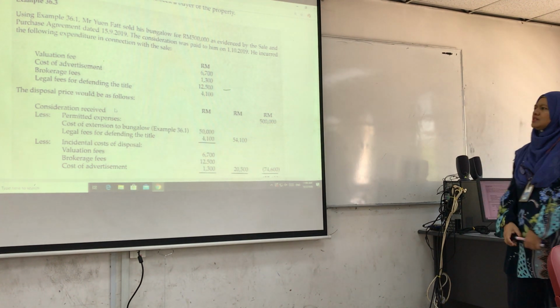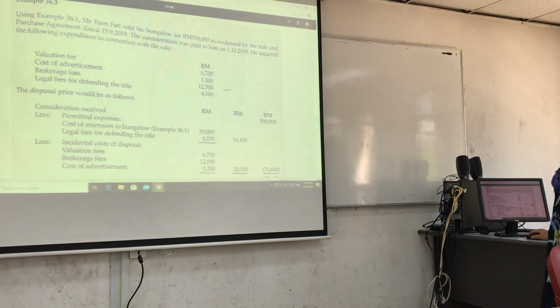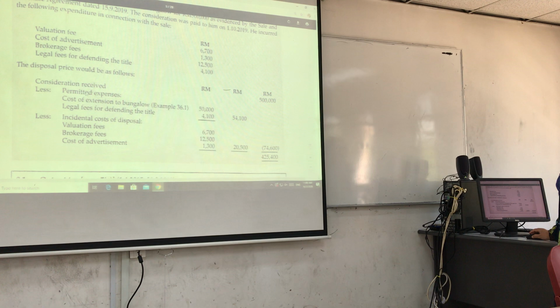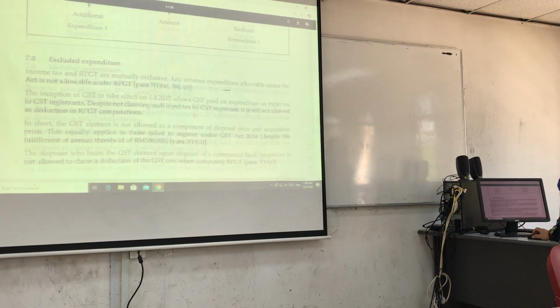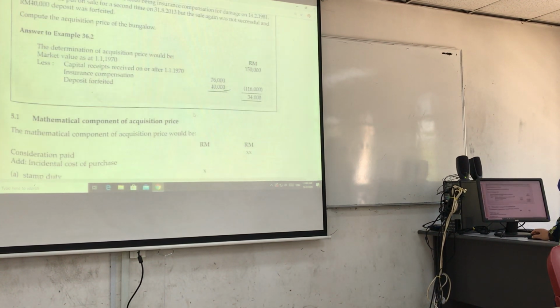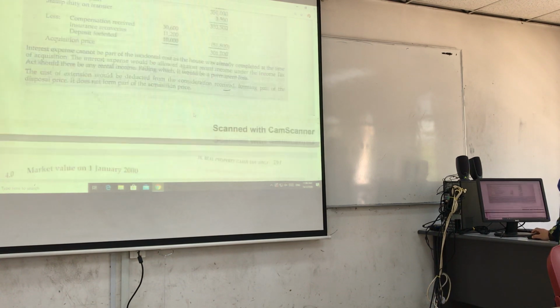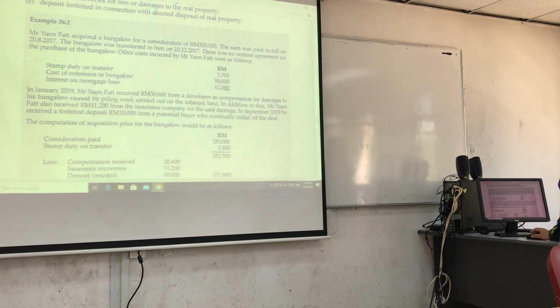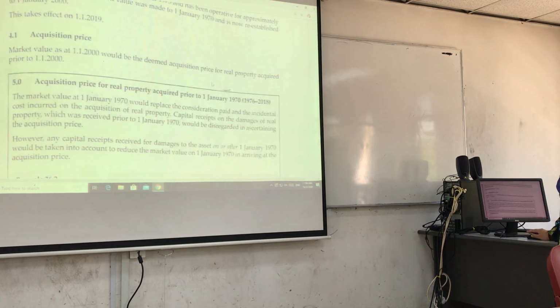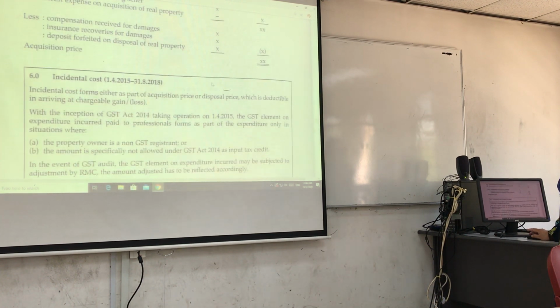And then the disposal price will be as follows. You have the disposal price, 500,000 is the consideration received, less permitted expenses, in this case the cost of the extension, which is 50,000. Where do you get this 50,000 from? 36.1. Remember, you have this. Where is it? Yeah. Cost of extension to bungalow 50,000. So don't forget that. So here, where is it?